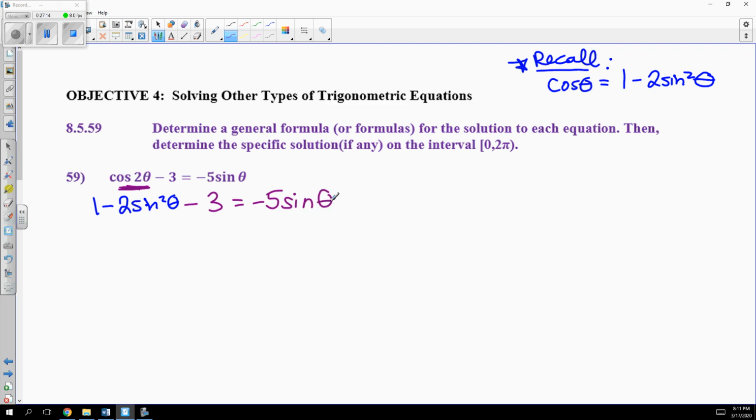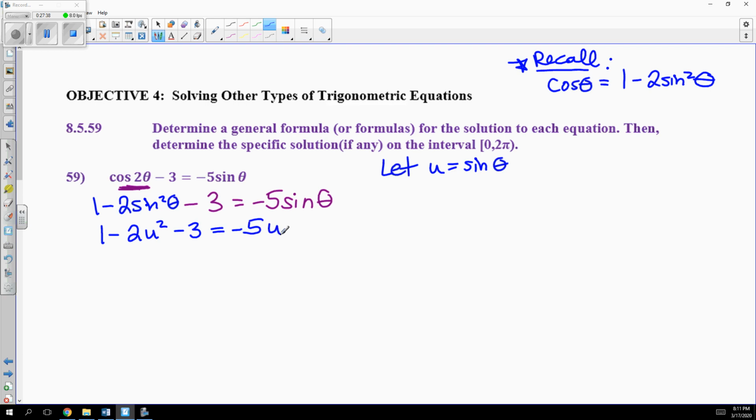This is of a quadratic form because it's sine squared, so I'm going to move everything to the right side of the equation so that the 2 sine squared theta will be positive. And again, you can let u equals sine theta, and then that'll make it a little bit easier. So if I did that, I would have 1 minus 2u squared minus 3 equals negative 5u.